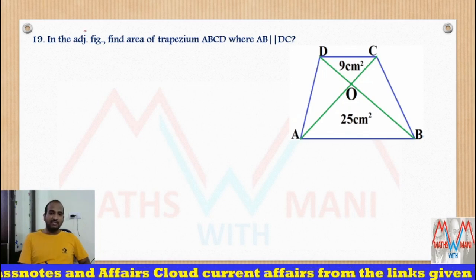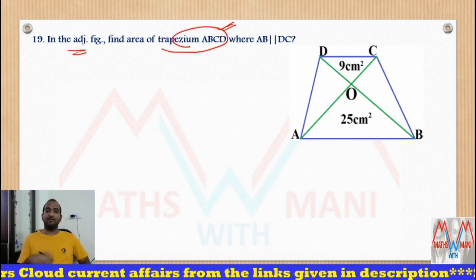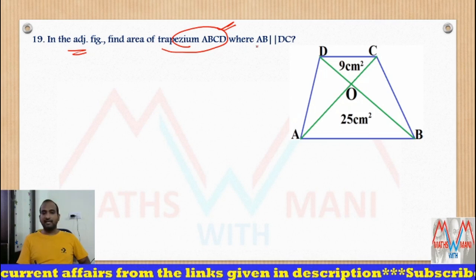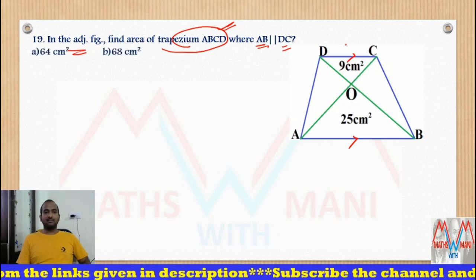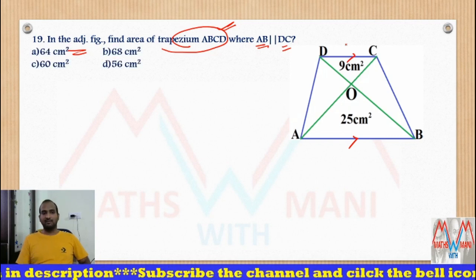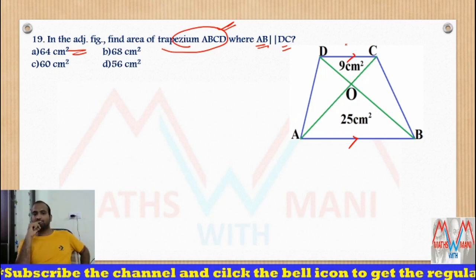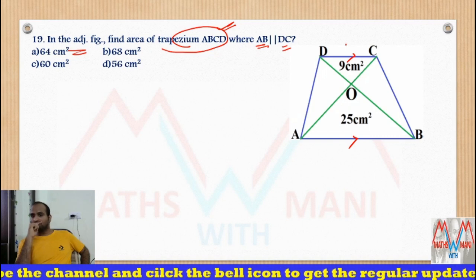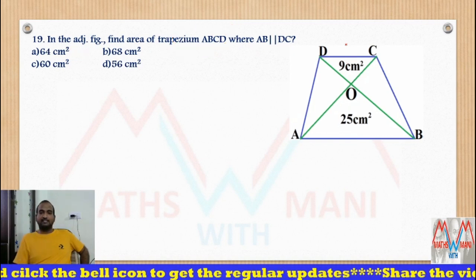19th one. In the adjacent figure, find the area of the trapezium ABC, where AB is parallel to BC. These two are parallel. What are the options? 64, 68, 60, 56. Tell me fast. Very good.